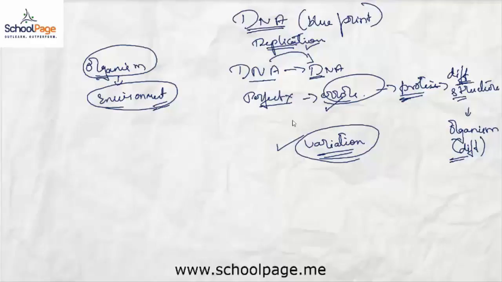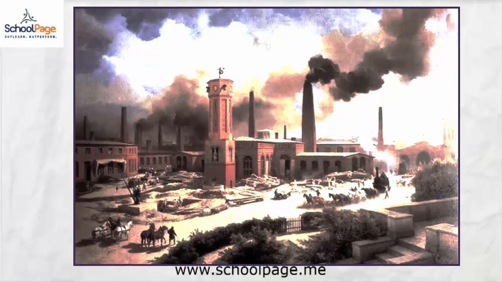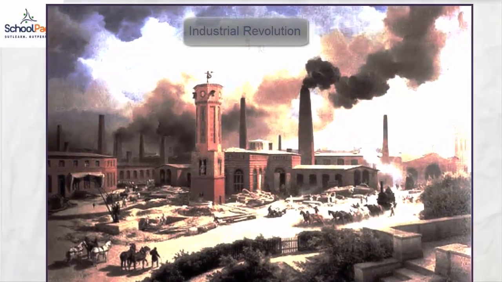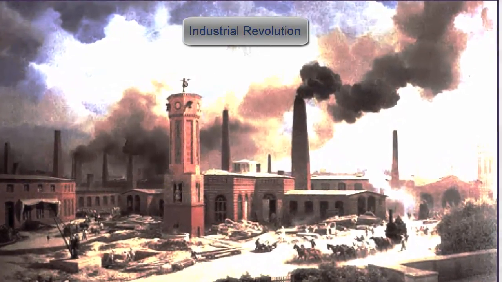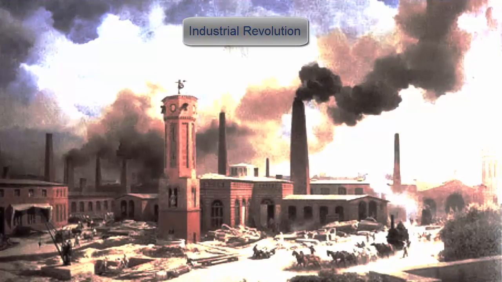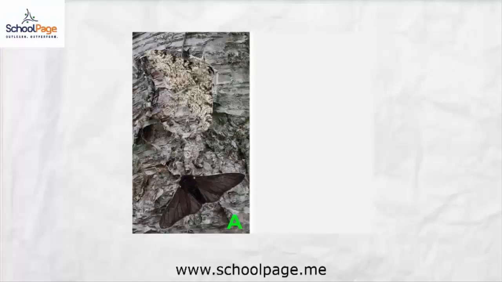Let us consider the classic example of industrial melanism. Industrial melanism is a melanism caused by the industrial revolution. The industrial revolution resulted in the soot deposition on the tree trunks, buildings, rocks and other places, resulting in darkening of these structures. Now this had an effect on a kind of moth called the peppered moth, which flies during the night and rests on the tree during the daytime.